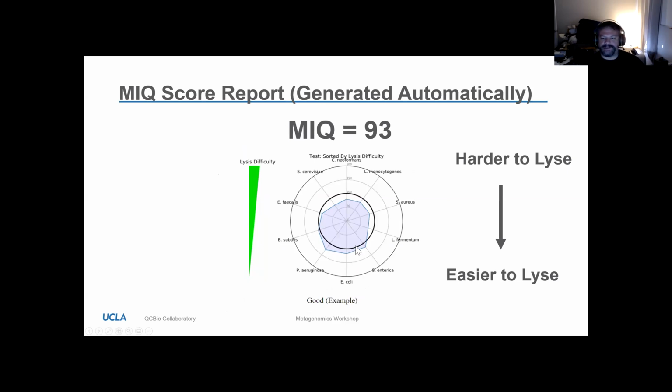I came up with the idea of plotting these on a radar plot. And the nice thing with radar plots is I can arrange the radar plot however I want. So I can put the harder to lyse organisms at the top, easier to lyse organisms at the bottom. And we can see here, for example, that this Mike score 93 sample, the data is pretty well centered. So we see that everything is very close to this darkened line, which represents 100% of our expected value. If something is moved in towards the center, that means we're seeing too little of it, or it's underrepresented. If it starts moving outward, that means it's overrepresented.